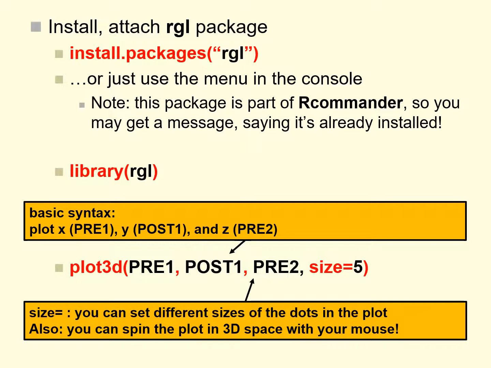This function takes some additional arguments. You can specify the space. You can specify different sizes of dots, and also, and this is cool and you should really see it yourself, you can spin the graph in 3D space, which is pretty cool to look at. So I haven't shown pictures of these in this little web video, but you should really try it yourself, see how that works.